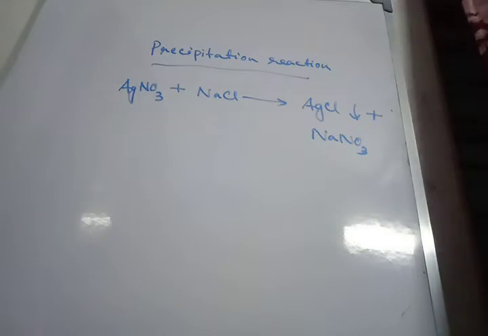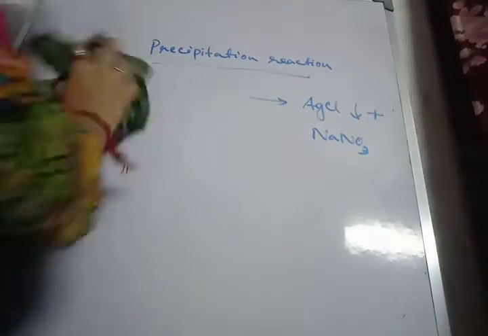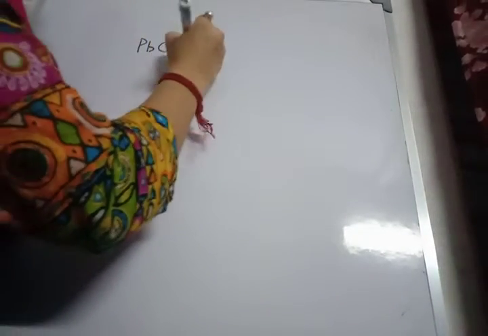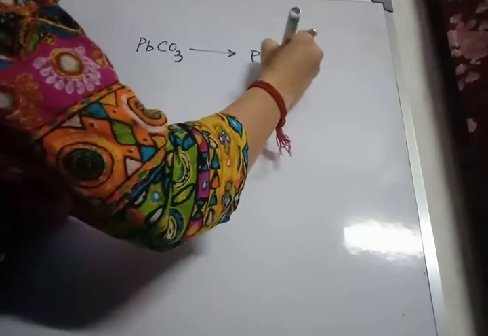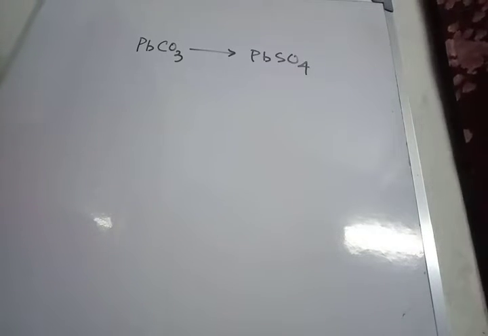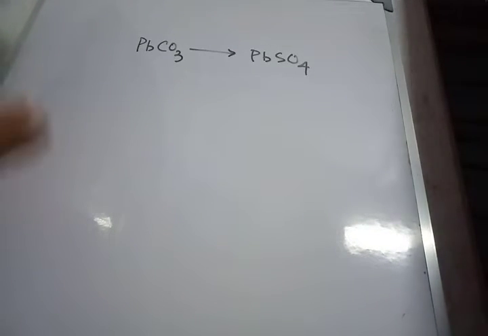Next we have preparation of an insoluble salt from another insoluble salt. For example, I want to prepare lead sulfate from lead carbonate. Now both lead carbonate and lead sulfate are insoluble salts. So how to carry out the conversion? It will be going via two steps.